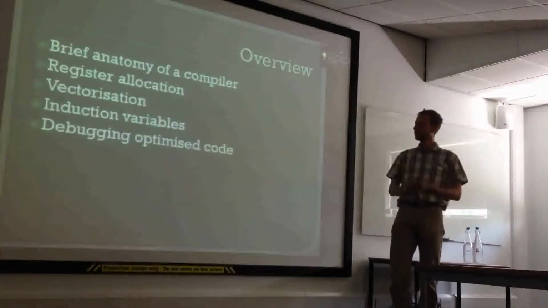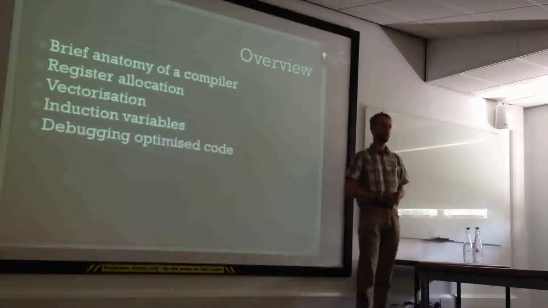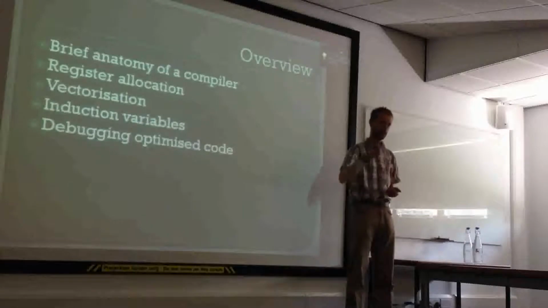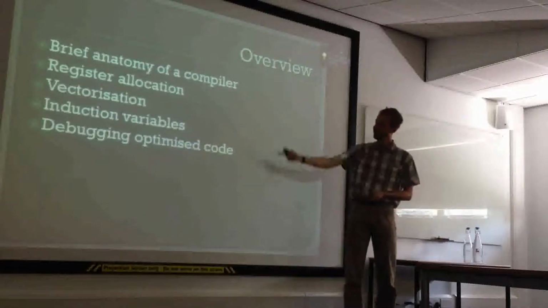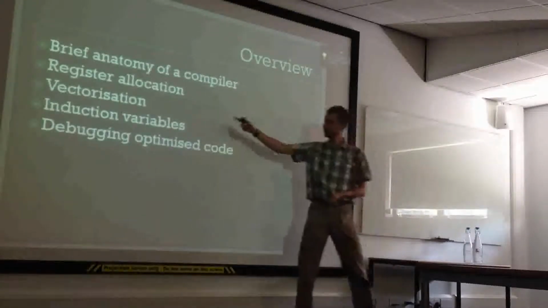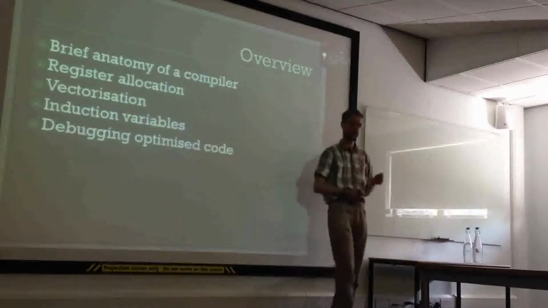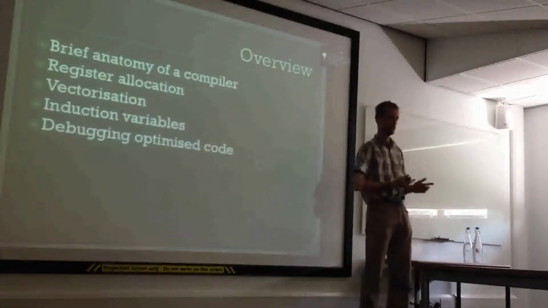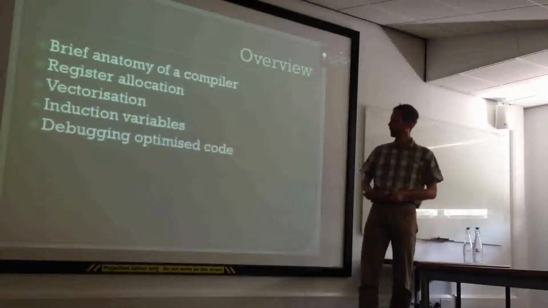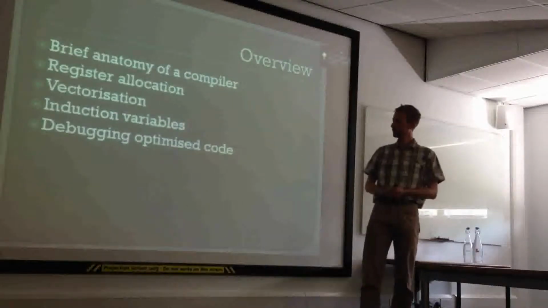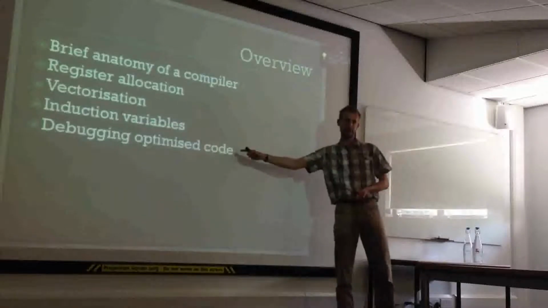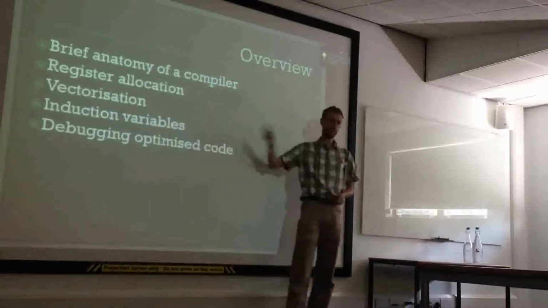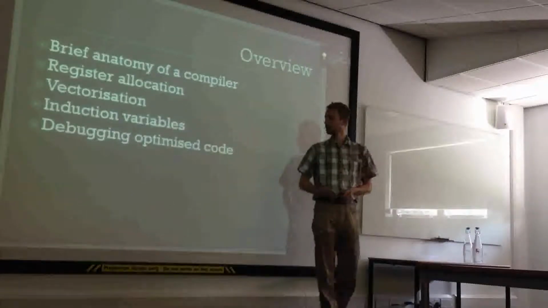What am I going to talk about today? I'm going to give you a very brief anatomy of a compiler, just to set the scene, so we know what we're talking about and how everything fits together. Then I'm going to spend roughly 5 minutes on these 4 topics: register allocation, vectorisation, which is increasingly important in today's multi-core world, induction variables, and debugging optimized code. The compiler does some really clever things here, but how do you actually debug the code that is generated? I'll have a little look at that.